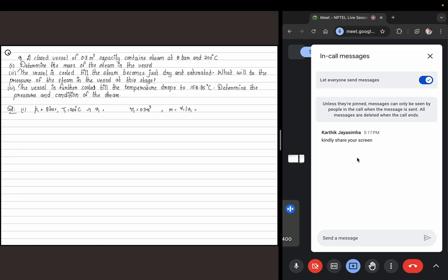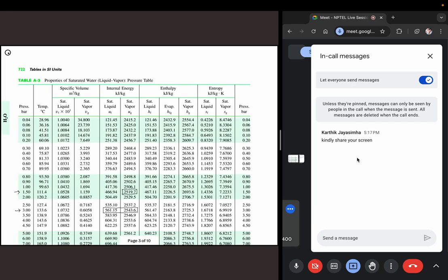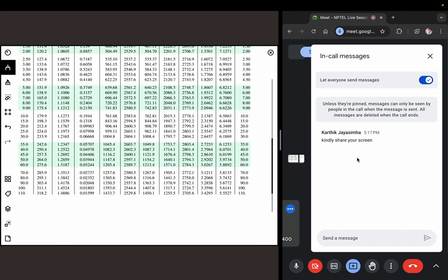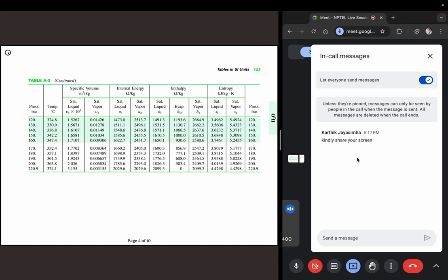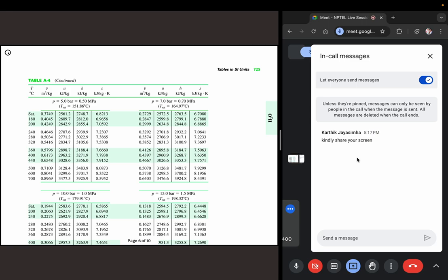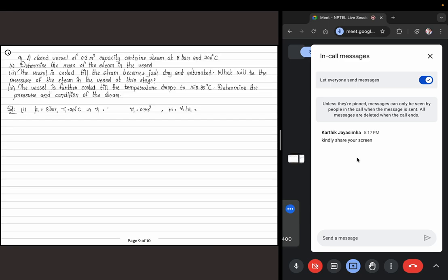How do we calculate it? At 8 bar and 200 degrees Celsius, I'll just look up the steam tables. At 8 bar, the saturation temperature is 170.4, which means you have to look up the superheated tables. So I'll just approximate it to a value around 7 bar and 200 degrees Celsius. Your v is around 0.3. So I'll just use a value of 0.3. So the mass is around 1 kilogram.